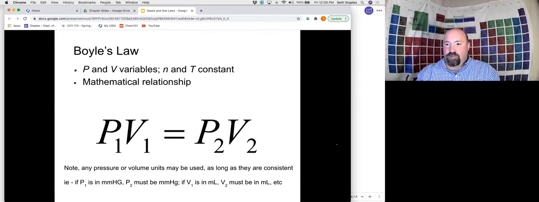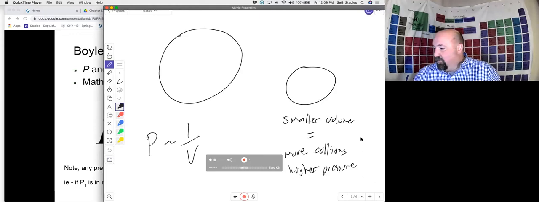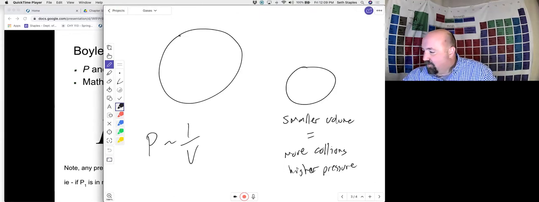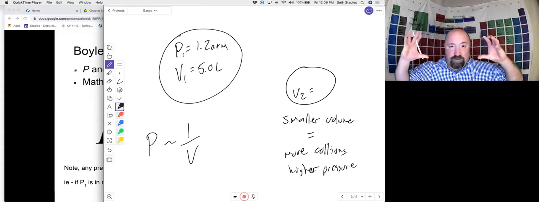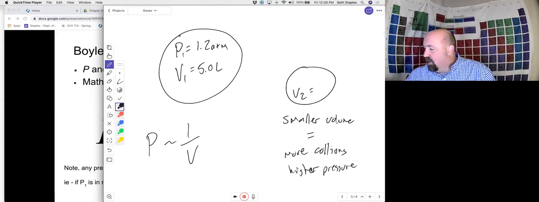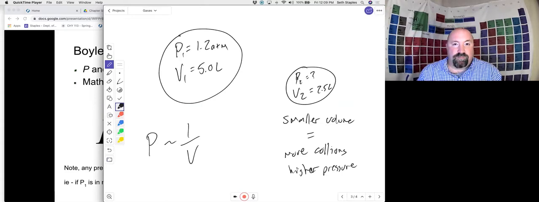in our balloon example, if we maybe come back to this. So you might have your balloon example here, and we might have our first balloon here. We might say that the pressure in here is 1.2 atm, and this balloon has a volume of 5.0 liters. And then we would say over here, now we take that same balloon and we just compress it down. And so now V2, this balloon, now has a volume of 2.5 liters. And we want to know what the new pressure is. And so we would simply use our P1 V1 equals P2 V2.